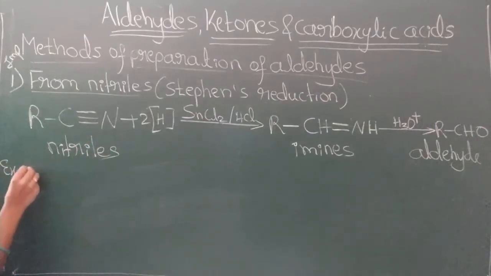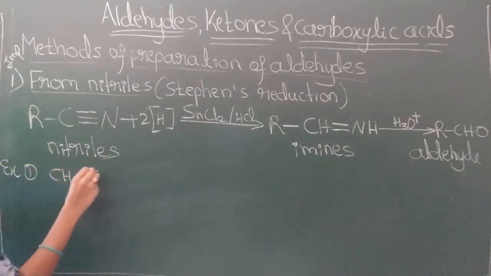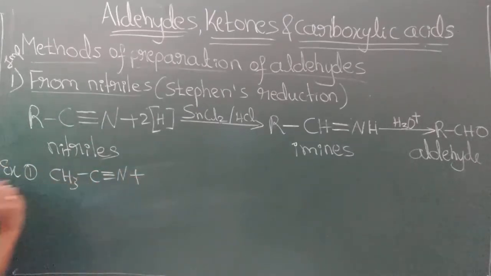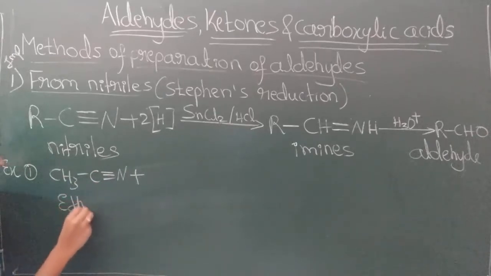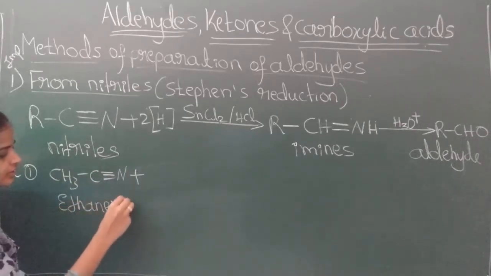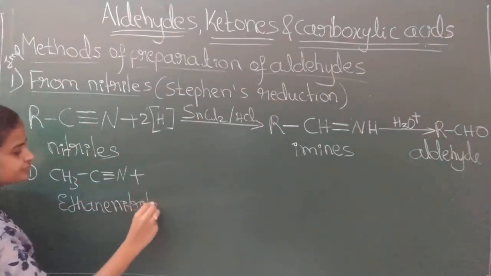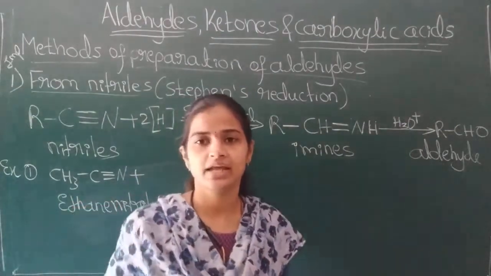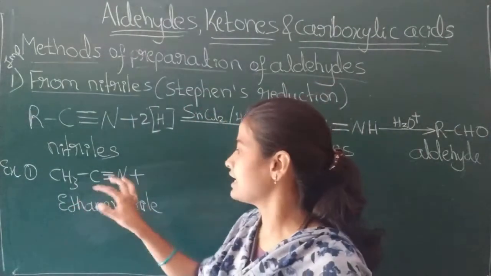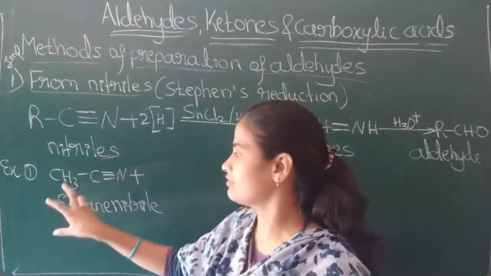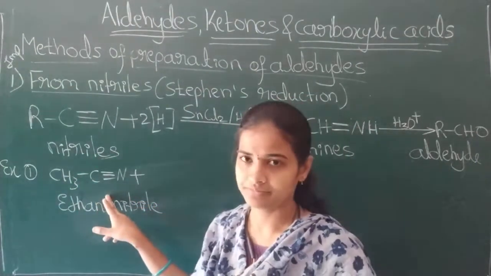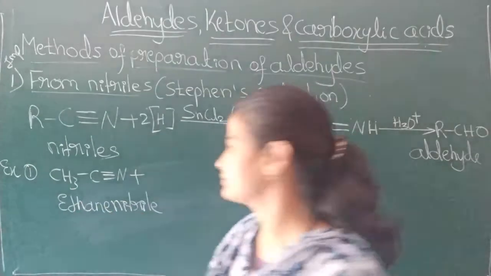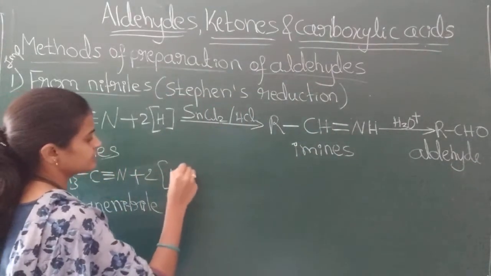Example: CH3-C triple bond N. What is the name of this one? There are 2 carbon atoms, therefore ethane nitrile. But if I name it as a cyanide, it will be different: it will be methyl cyanide. This we are taking as a cyanide, so the name will be methyl cyanide. But as we are naming it as a nitrile, it will be ethane nitrile. Don't get confused.